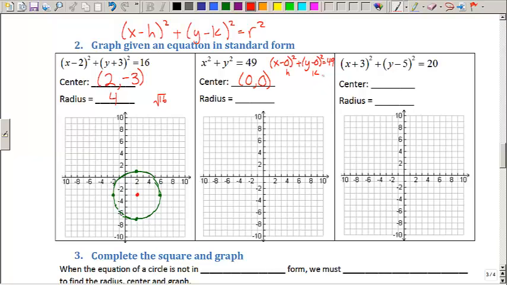My radius is found by taking the square root of r squared, and this r squared is 49. The square root of 49 is 7. I can plot the center on my circle. It's at 0, 0. And then I'm going to go up 7, down 7, right 7, and left 7.